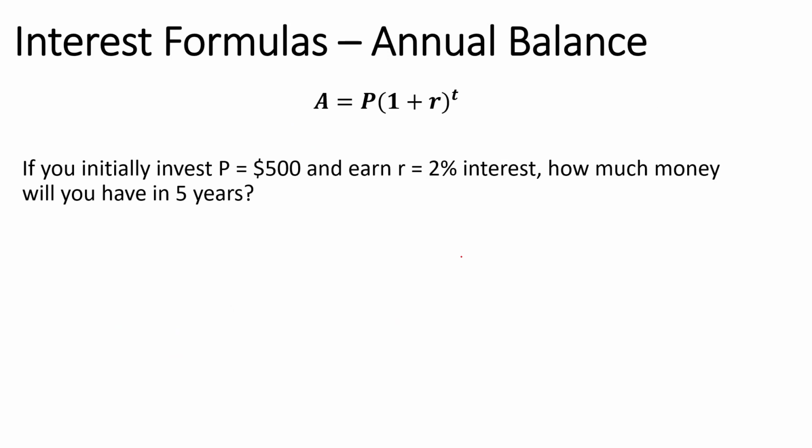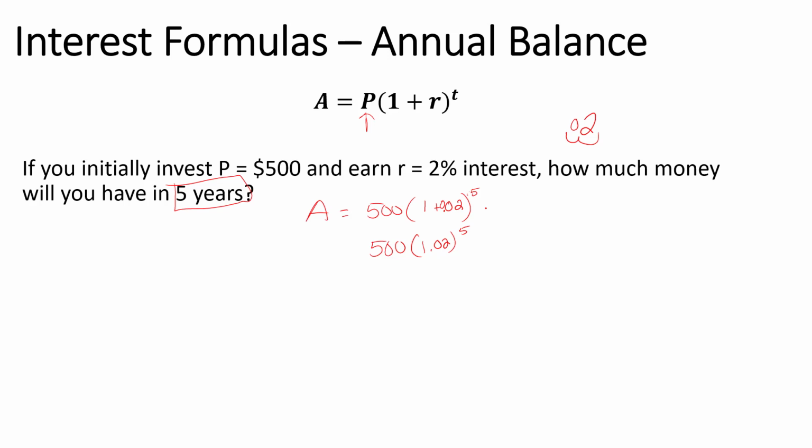If you initially invest $500 and you earn a 2% interest, how much money will you have in 5 years? So we have a principal of $500. The amount that we would have is 500 times 1 plus the rate. Well, that's 2%. So 2, move the decimal over 2 spaces, 0.02, raised to the t, and our t is 5 years. So we have 500 times 1.02. I'm missing a decimal there, aren't I? Raised to the 5th power.